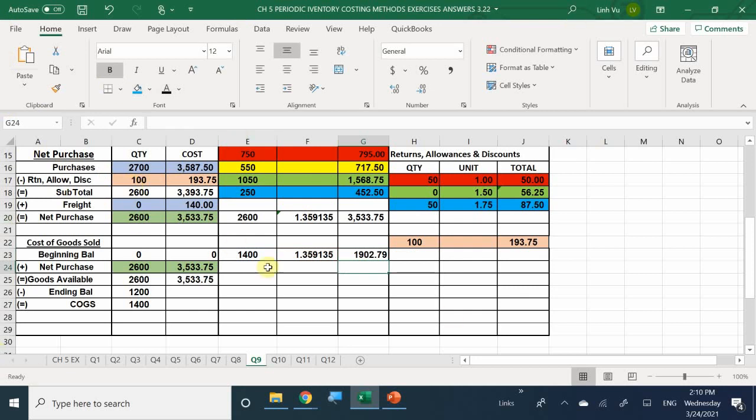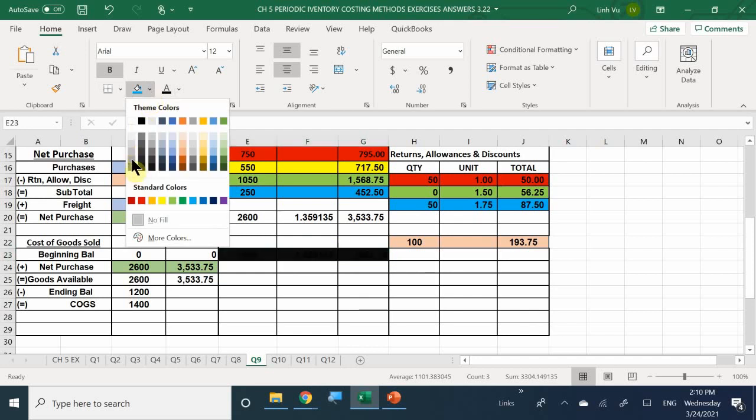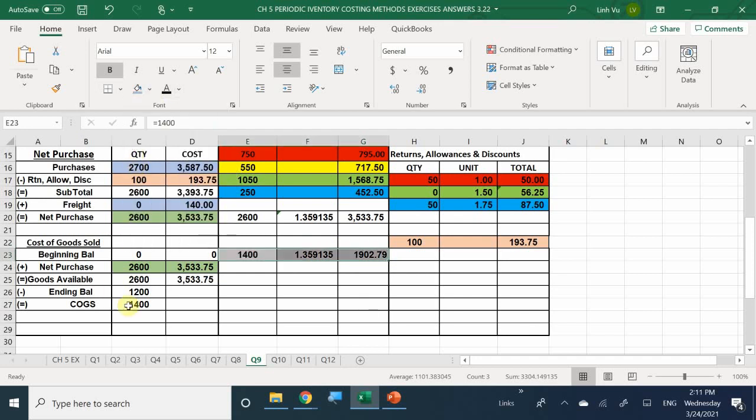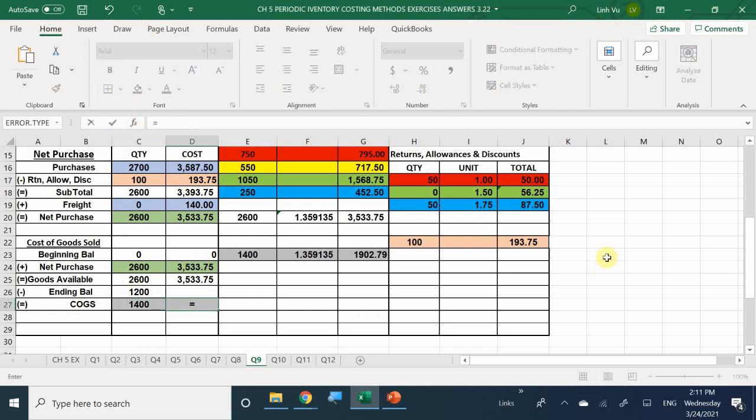And if I wanted to, I can color this so then I know that this is my ending balance. Okay, so I'll make this one gray. And I'll make this one gray because this is my ending balance. And here, I just take this number because I don't care what came first. I don't care what came last. I don't care to keep track of them. All I care is just getting a total at the end of the day.